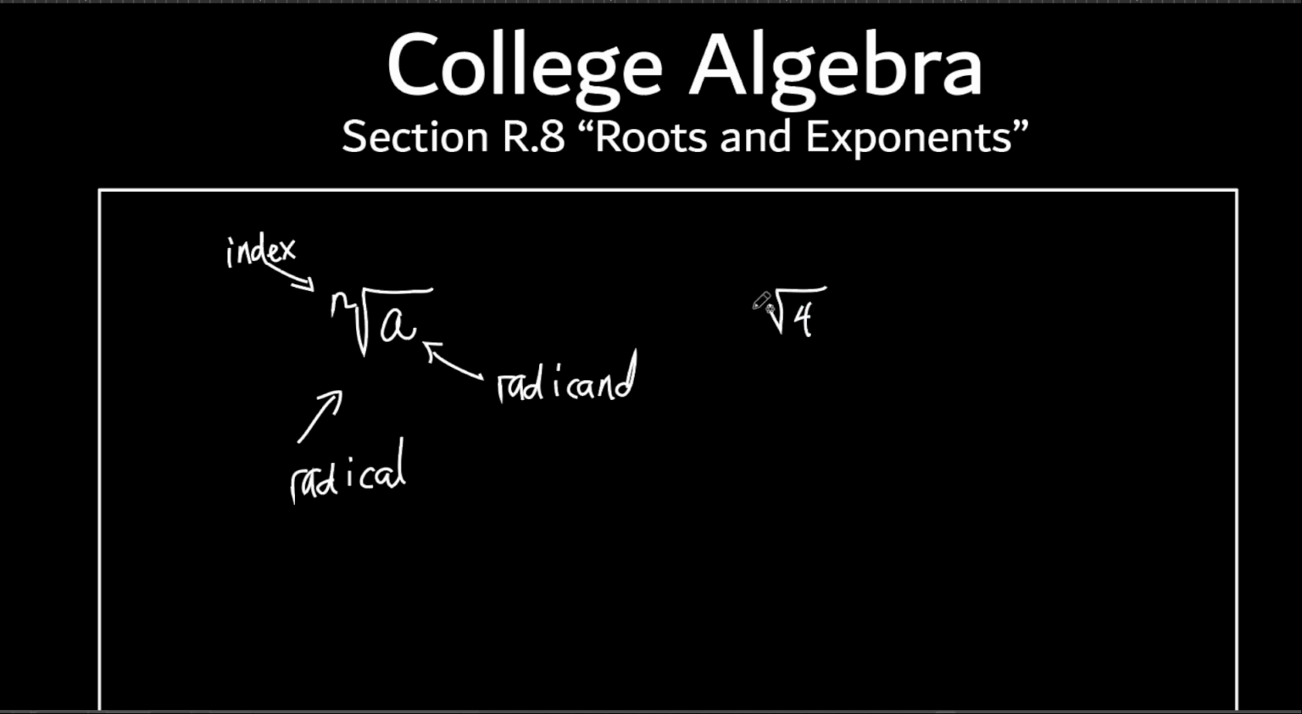If there's no number out here where the n is, what can you assume it is? No? It's 2. Why? Because it's a square root, okay? You would assume that that's a 2. You could put a 2 there if you wanted to.